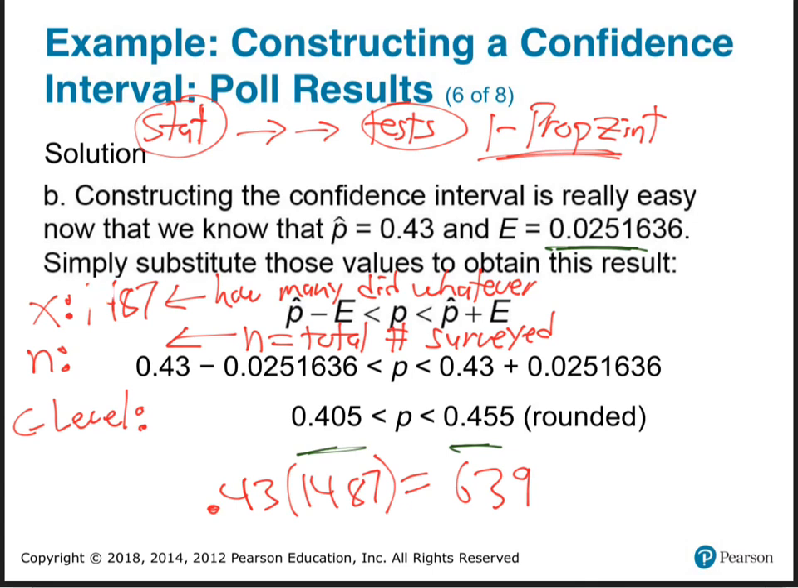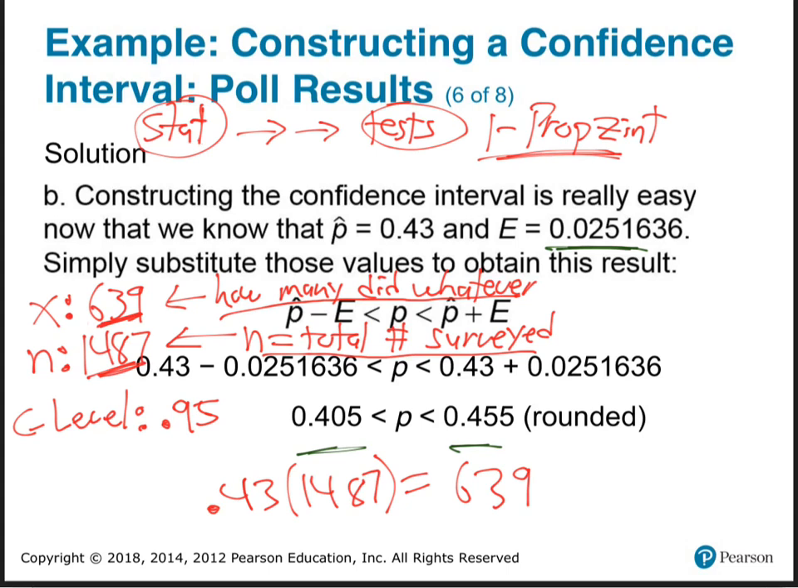Wait a minute, I'm sorry, I'm getting confused. 1487 goes down here, and 639 goes there. What that means is, normally they just give us this number: 639 people out of 1487 said they had a Facebook page. So the X is how many did the whatever, N is the total number surveyed. So we put those numbers in there. And the confidence level, we want a 0.95, a 95% confidence level.